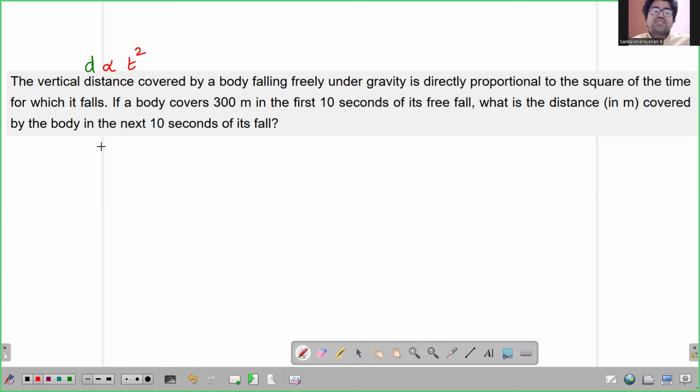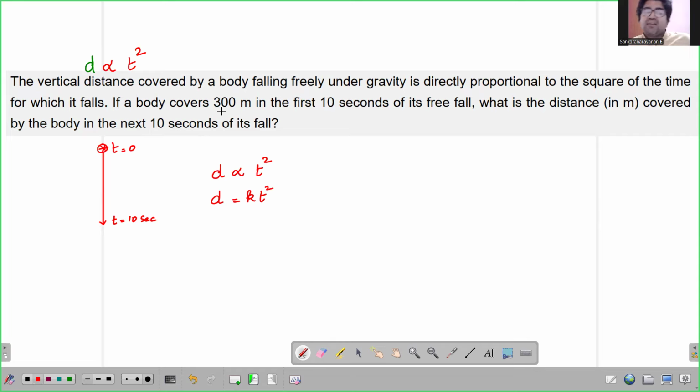Okay, so please observe, I am considering this is the point from where the body is falling freely. So I am considering from t equal to 0 to time t equal to 10 seconds. So this is the 10-second duration. Here the distance covered, they say, is proportional to the square of the time taken. I can say distance is equal to some constant into the square of the time.